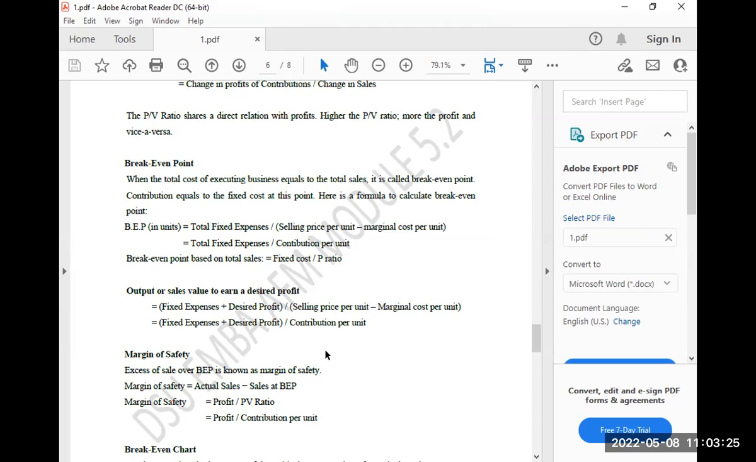Break-even point in units. How do you calculate it? Break-even point in units is equal to total fixed cost divided by contribution per unit. Very important, contribution per unit. Sales per unit minus variable cost per unit is equal to contribution per unit. So the formula to calculate break-even point in units is fixed cost divided by contribution per unit.